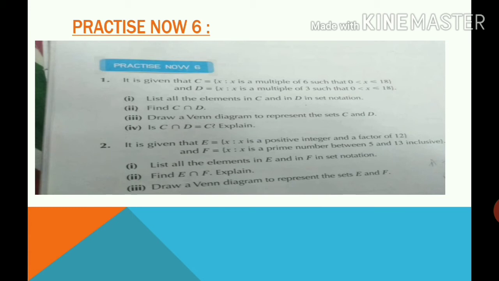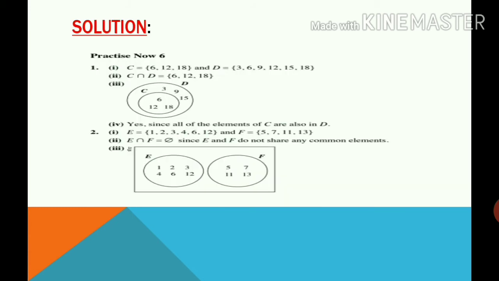So here let's come to the solution. In C, you write down the multiples of 6 till 18. 6 1s are 6, 6 2s are 12, and 6 3s are 18. So 6, 12, and 18 are the elements of C.